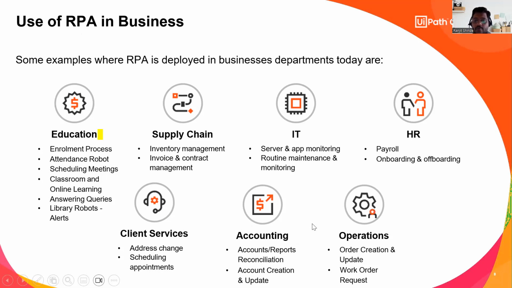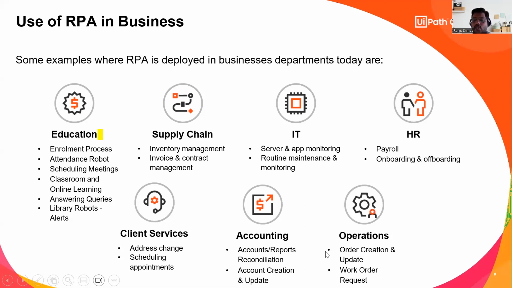Okay, then next, operations: order creation and update, then work order and request. Order creation and update means, we'll take one example. Suppose I have one store, and in that store I am selling n number of products, correct? But at the end of each day, I want to take stock of each product and update that stock in the Excel file. And at the end of the month, I want to create an order for the new products. So it will be done with the help of RPA.